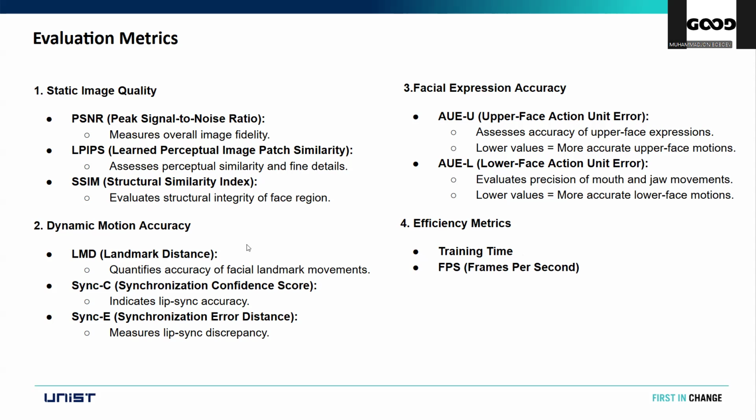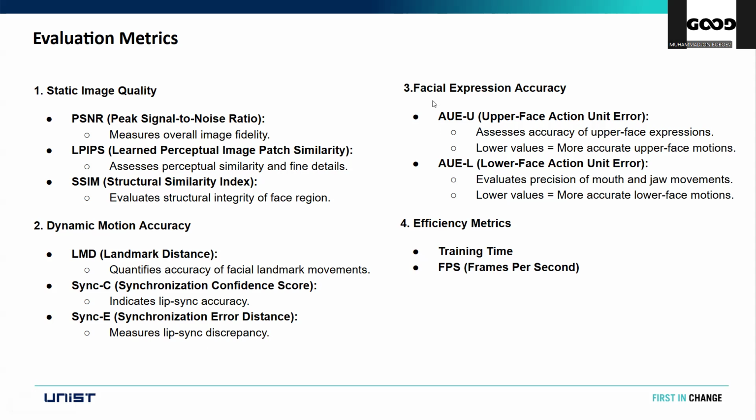structural similarity. For the dynamic accuracy, since the face changes smoothly, they need some kind of quantification in order to track those facial landmark movements. Also for the speech, they use a synchronization confidence score, which indicates lip synchronization accuracy. The higher the confidence, the better the accuracy. They also use a synchronization error distance. The lower the error distance, the better.